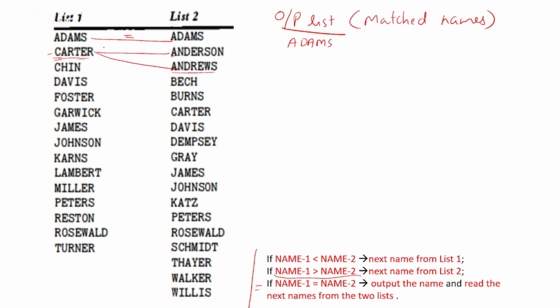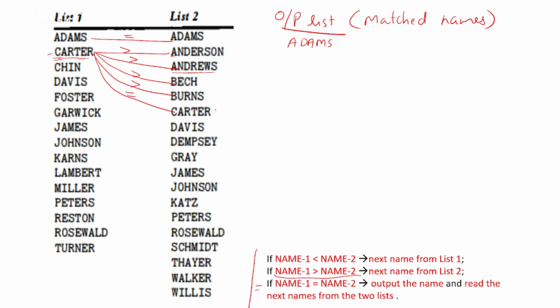So Carter is bigger than Anderson, so you are going to the next name from list 2. Now Carter is bigger than Andrews, so you are going to compare it with the next name from list 2. Carter is bigger than Beck. Once again compare it with the next name from list 2. Carter is bigger than Burns. So once again compare with the next name. So Carter is equal to Carter.